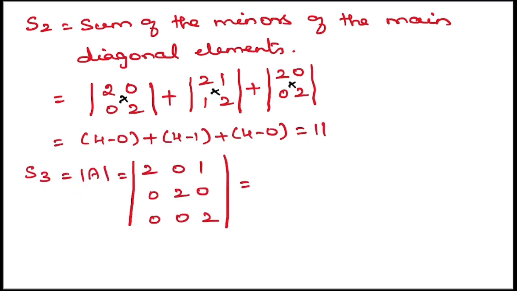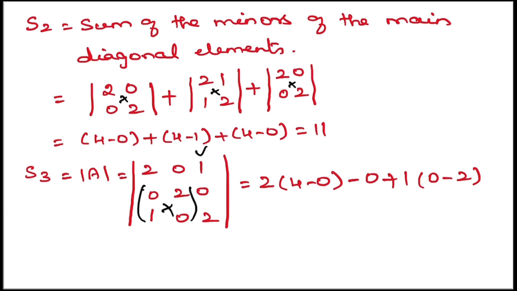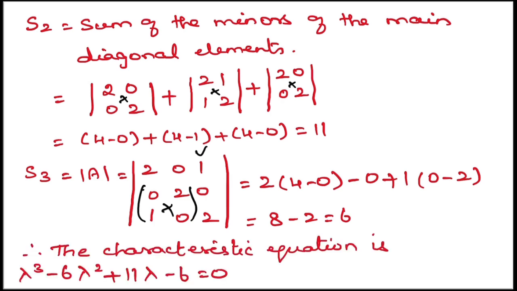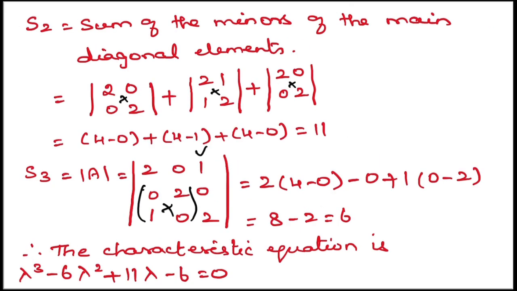Next, S3 is equal to determinant of A. So, take the determinant of the given matrix. So, that is equal to determinant of 2, 0, 1, 0, 2, 0, 0, 0, 2. So, expand the determinant. That is 2 into 4 minus 0, minus second element is 0, plus 1 into 0 minus 2. So, you get 8 minus 2 is equal to 6. Therefore, substitute S1, S2, S3 in the characteristic equation, lambda cube minus S1 lambda square plus S2 lambda minus S3 is equal to 0. After substituting we get lambda cube minus 6 lambda square plus 11 lambda minus 6 is equal to 0.